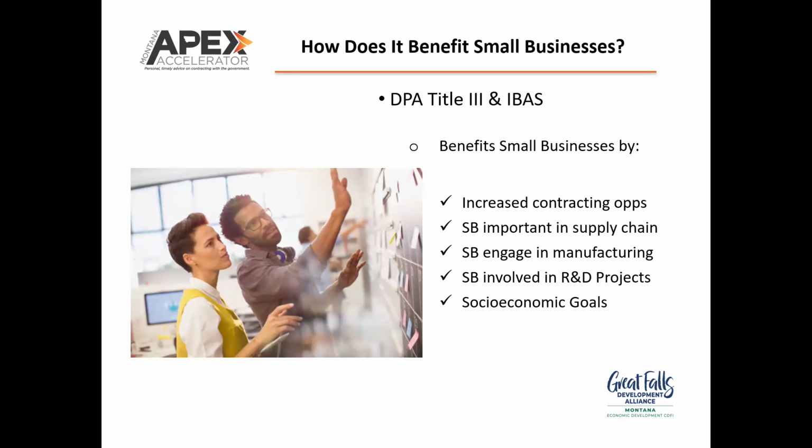Small businesses that engage in manufacturing may benefit from these incentives and be more competitive in federal contracting opportunities. Small businesses involved in innovative research and development projects may receive funding or contracts to develop and produce new technologies because a lot of innovation comes from small business. And last but not least, small business can also help agencies in meeting socioeconomic goals.